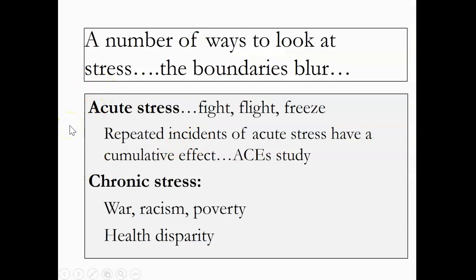There are a number of ways to look at stress that kind of blur a little bit. But acute stress is more fight, flight, or freeze. You see that tiger and you run. Repeated incidents of acute stress have a cumulative effect. Well, that will be in the ACEs study. And there's chronic stress. It's kind of like that toxic stress again.